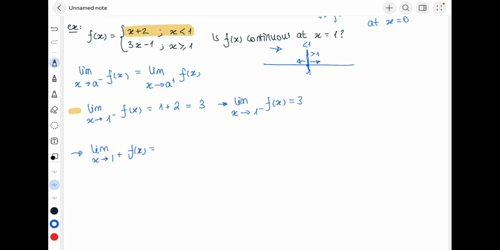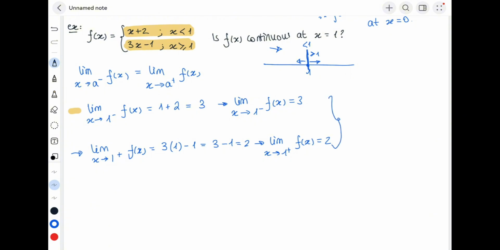1 plus, as we said, means whenever the function is greater than 1. If we look at our piecewise function, our x is greater than 1 in the function 3x minus 1, which means we can replace x with 1 in the function 3x minus 1. We'll have 3 times 1 minus 1, which will give us 3 minus 1, which is 2. So the limit as x tends to 1 plus of the function will be 2.